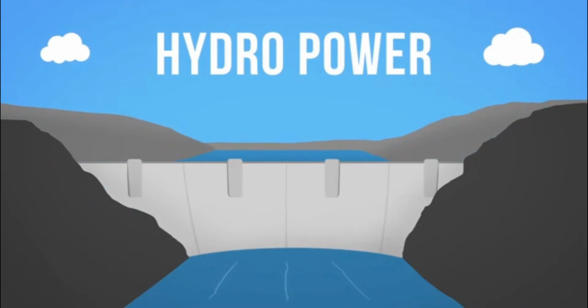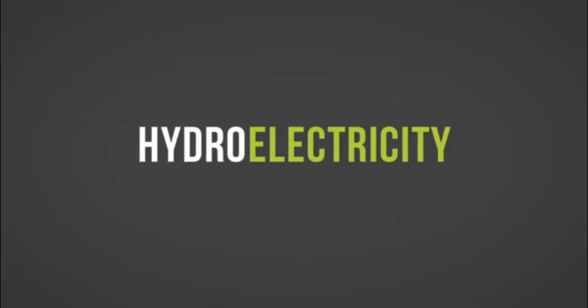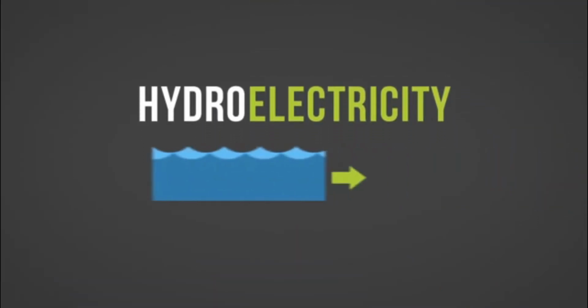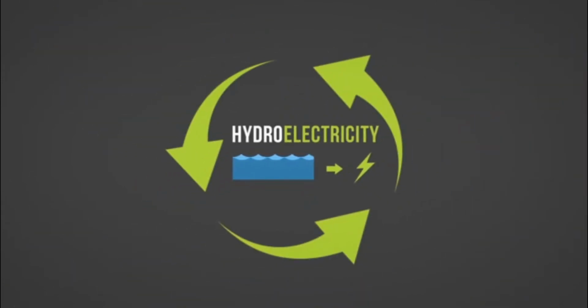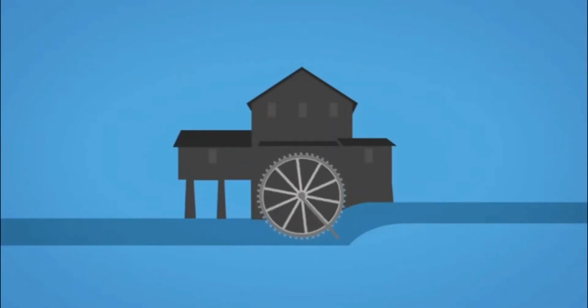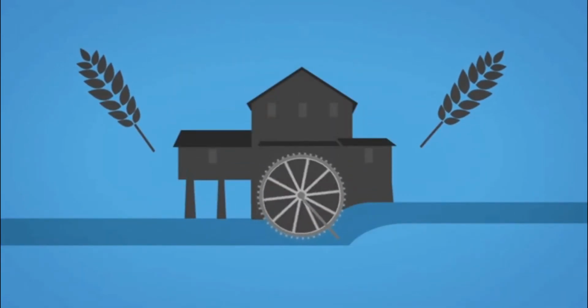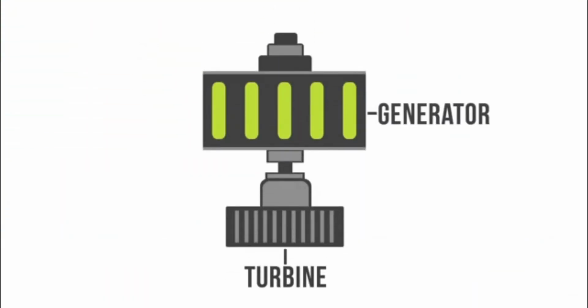First, let's have a look at hydroelectric power plants. Hydroelectric power plants are one of the most effective and eco-friendly of all power plants. In a hydroelectric power plant, electricity is generated from water. In detail, the potential energy of water is converted to electrical energy.